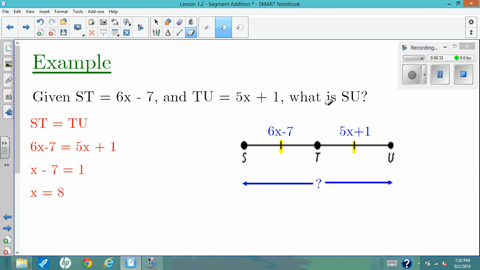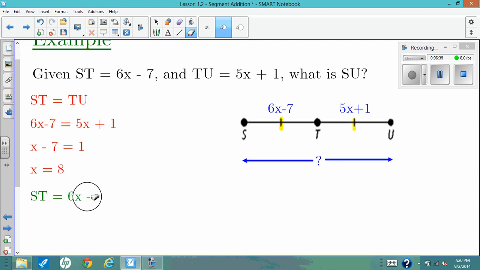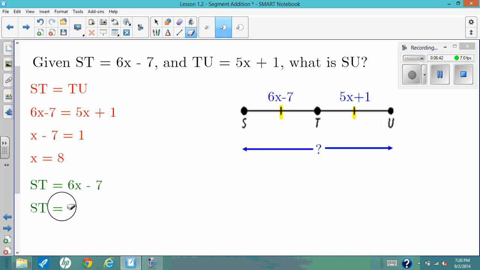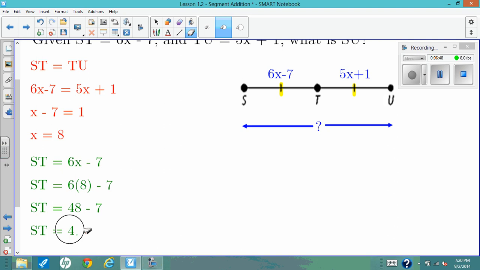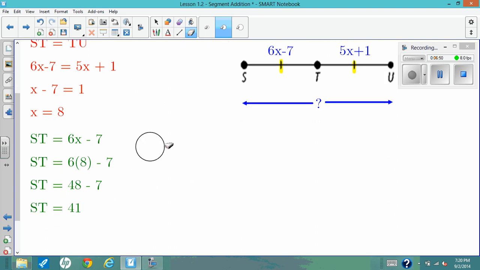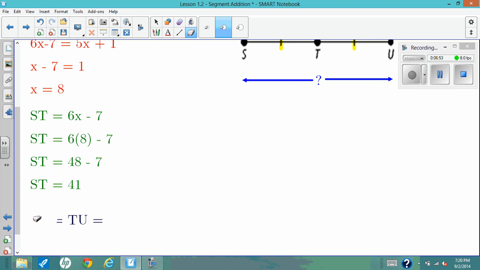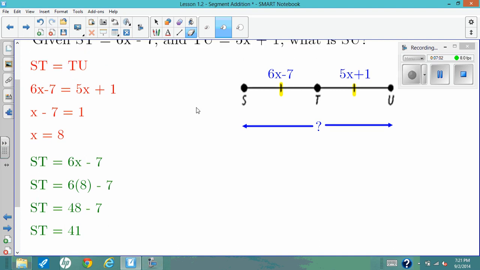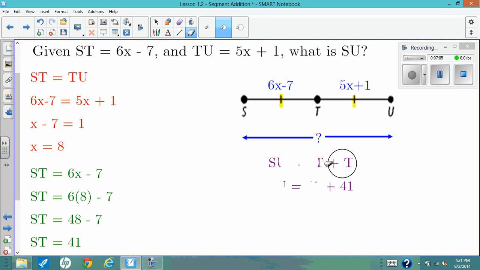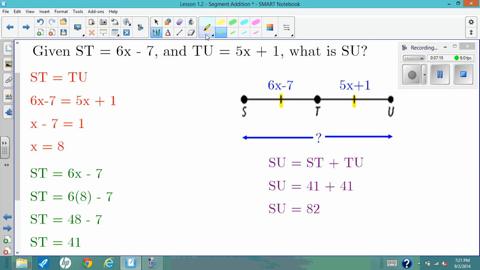Just like in the last example, I'm not looking for x, I'm looking for the length of SU, so I still have some more work to do. I know that ST is 6x minus 7, and I know that x is 8, so I can plug in and find the length of ST to be 41. And I know, since ST is congruent to TU, that they're going to be the same length, so TU is also 41. Now I know that ST plus TU is equal to SU, so I can just plug in 41 for both and find that SU is 82.